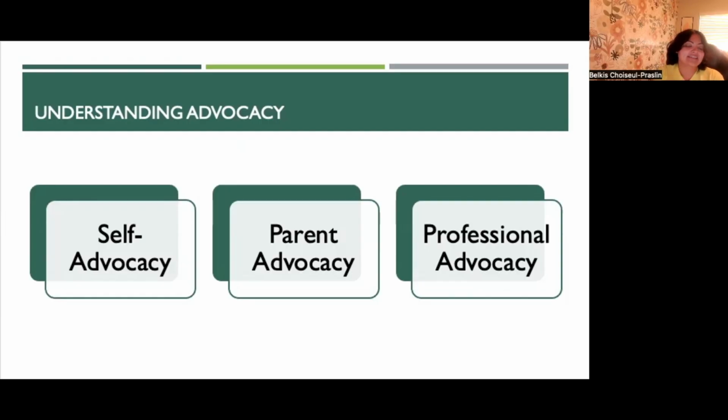Now, how do I access those services? How do I now make sure that when the student gets that speech service that they need, my child gets that speech service that they need, that it is a quality level of service? This is all coming on the parent side of things, the family side of things. How they come to find all this information is like a big roller coaster. And that is where also professional advocacy comes in.